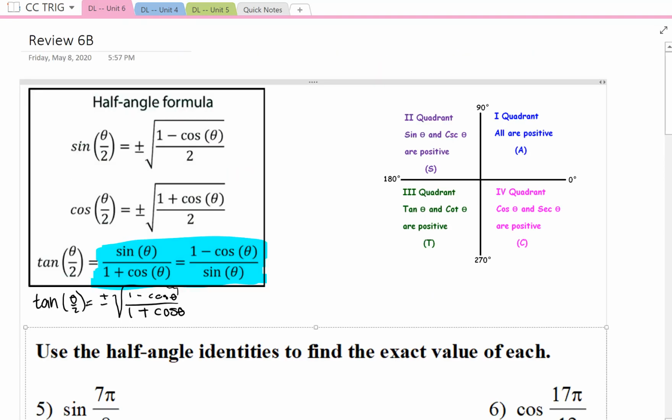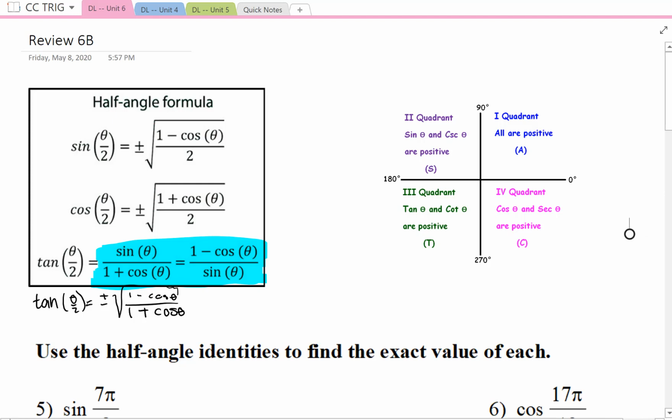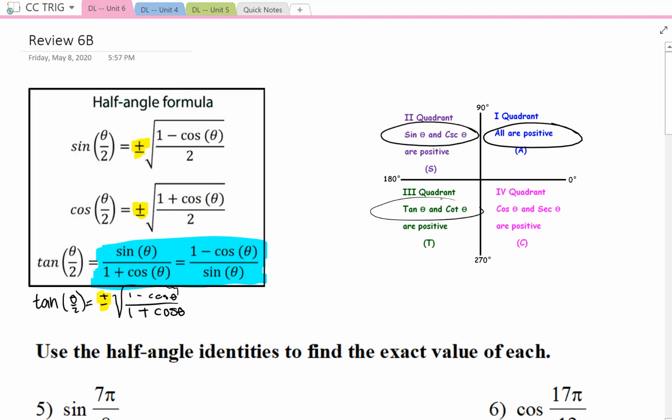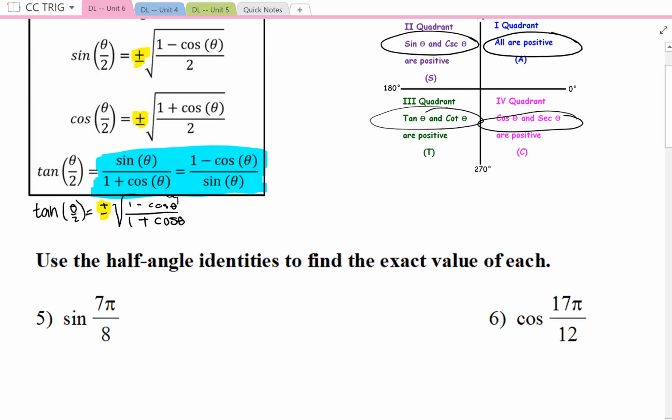Also remember the quadrants, which trig functions are positive or negative. The sine and cosine formulas, and the one I gave you for tangent from before, say plus or minus. That is not the answer. The answer is not positive or negative. It's only one of them, okay? So you have to figure out, is the answer positive or is the answer negative? Everything is positive in quadrant 1. Sine and cosecant are positive in quadrant 2. Tangent and cotangent are positive in quadrant 3. And cosine and secant are positive in quadrant 4.